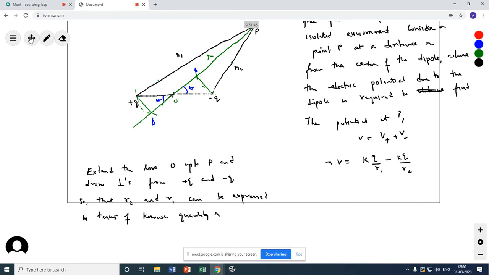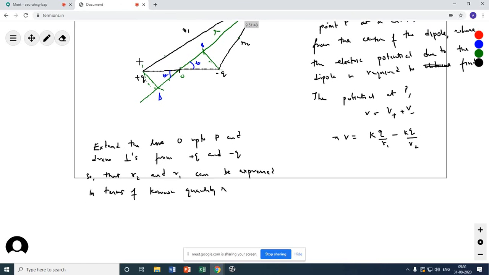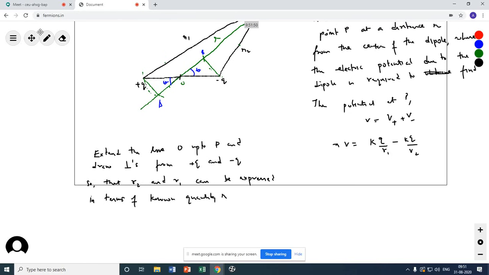Therefore, now how can I write? Look at this. R1 can be written as r plus how much distance? OA. And R2 can be written as r minus OB.